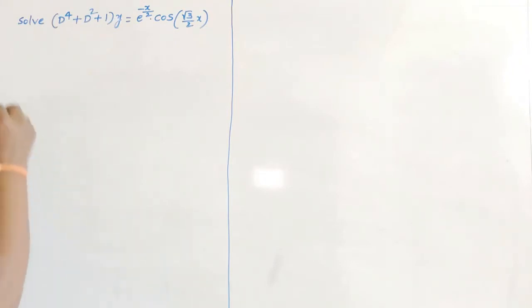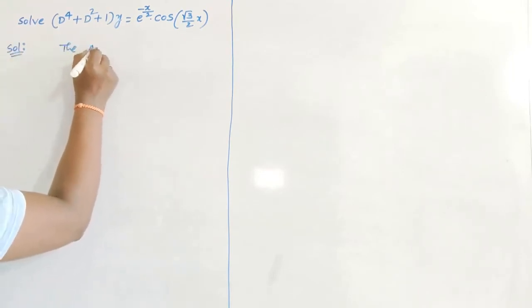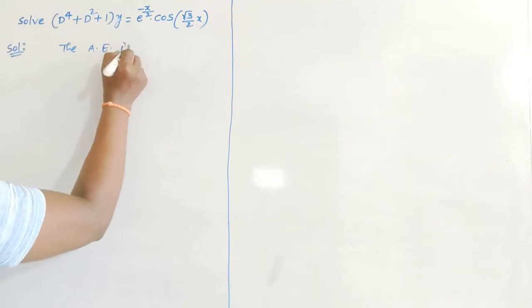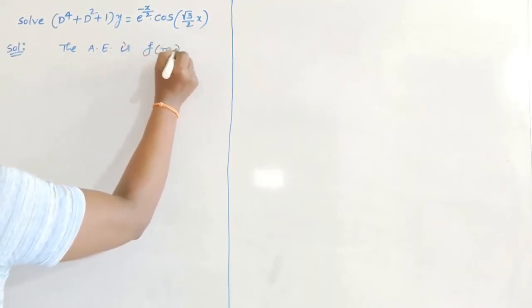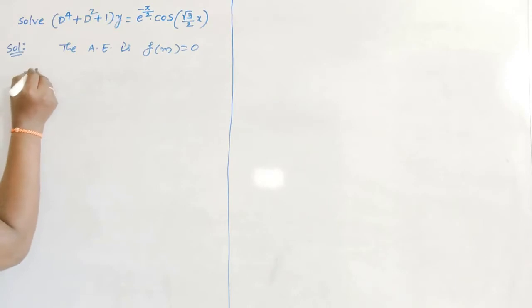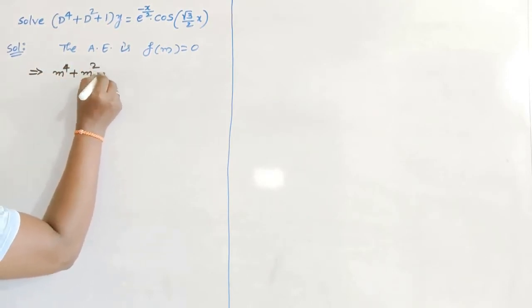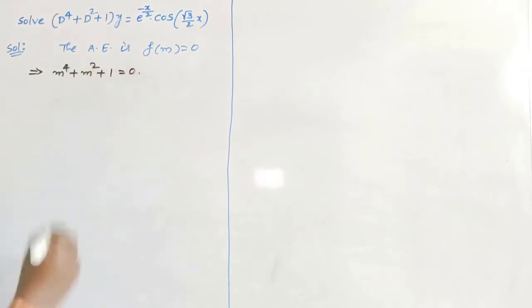First of all we have to find the complementary function. So you should write the auxiliary equation of the given equation. The auxiliary equation is f(m) = 0, otherwise f(r) = 0. So that implies m^4 + m^2 + 1 = 0.